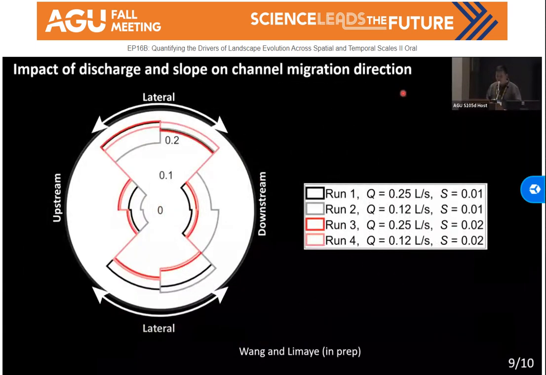In this data set, there are 4 runs, and now we look at the impact of discharge and slope on the channel migration rate. Overall, this is upstream, and this is downstream. We find that lateral migration much outweighs downstream or upstream migration in all 4 runs. We're still working on the dimensionless framework to compare the 4 runs, and that's ongoing.